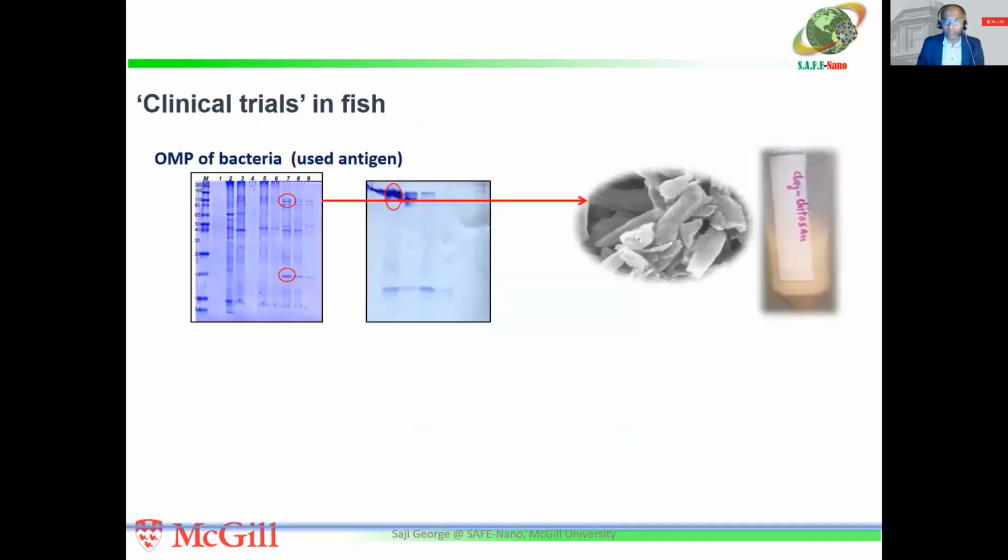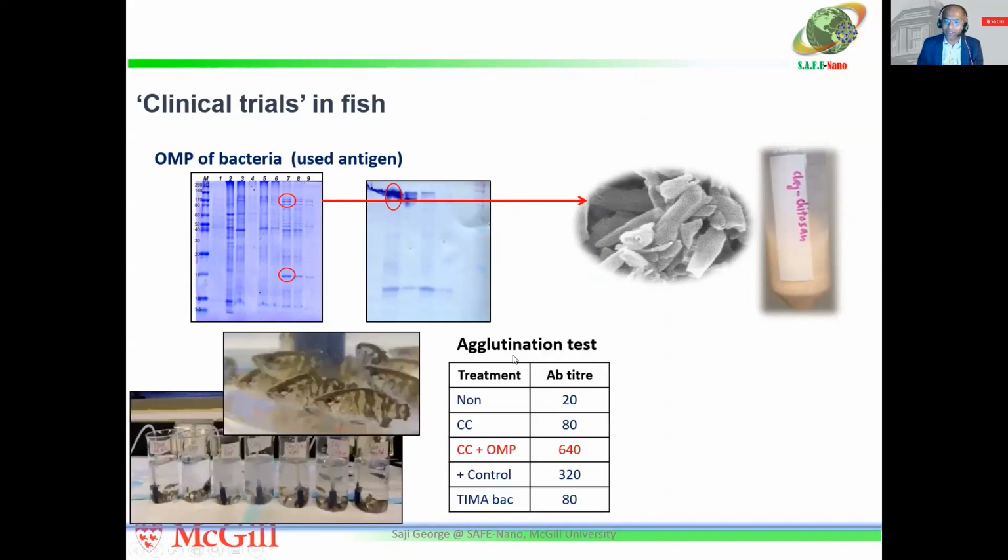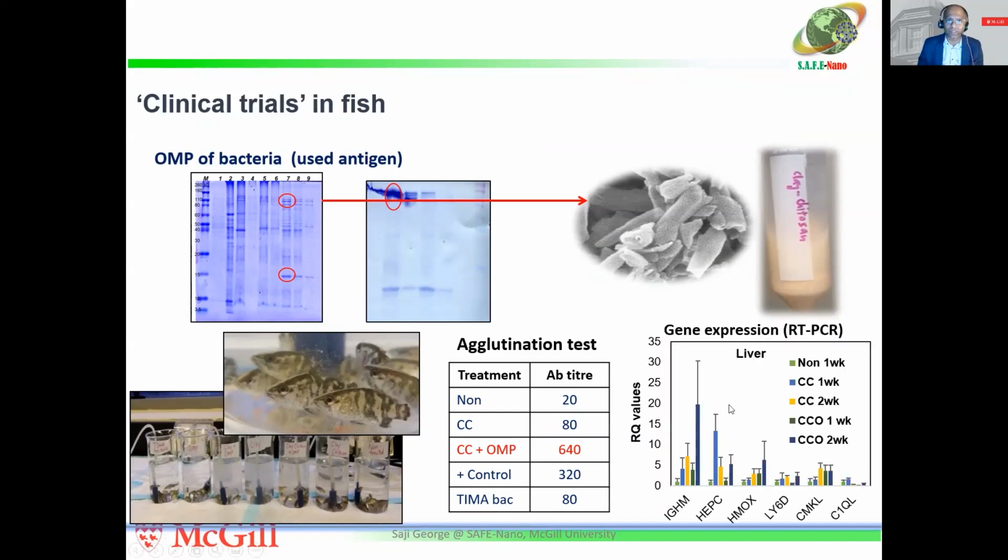system for delivering outer membrane proteins from the bacteria that causes the infection. And then we found that the nano system is in fact capable of eliciting a better immune response in the fish, and also the gene expressions were studied. Now this technology is patented and it is now taken by the farm with whom we were working, and they are applying it for their fish production.